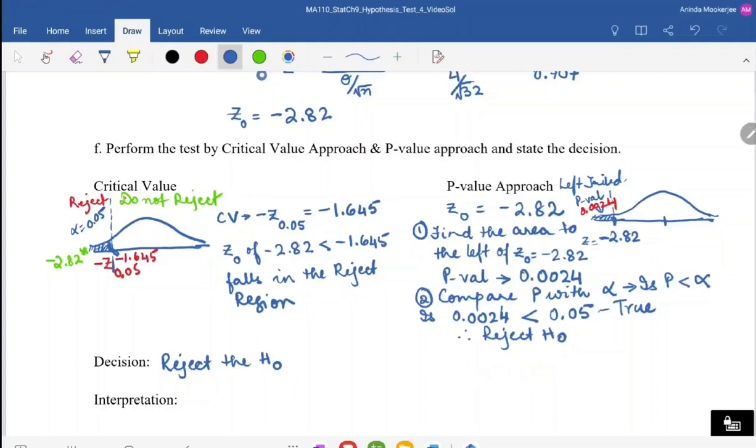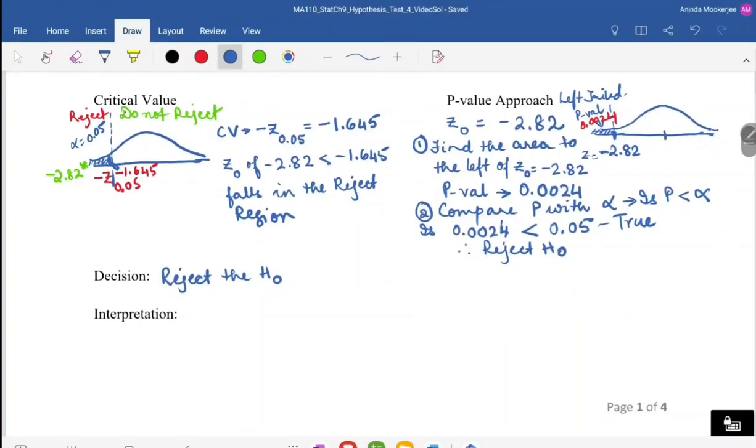Now, with both your approaches, you should come to the same decision. If you see that with the critical value approach you have reject, and with the p-value somehow you're coming up with do not reject, then something is wrong somewhere. You have to go and check your work again. So reject the null hypothesis is the decision.